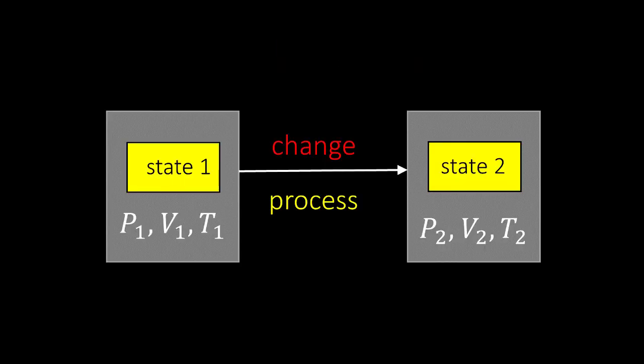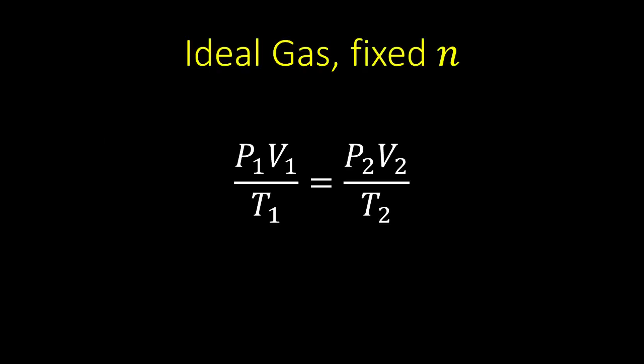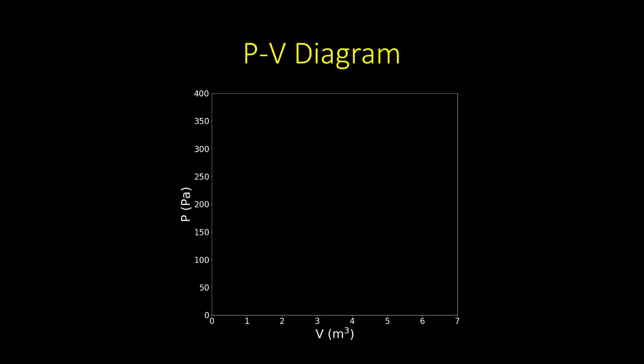Hence, if a gas changes its state by a process from state 1 to a different state 2, with variables P1, V1, T1, and P2, V2, T2, we have that P1V1 divided by T1 is equal to P2V2 divided by T2. It will be very useful to represent states of a fixed quantity of gas on a PV diagram, which is a graph of P versus V of the gas.